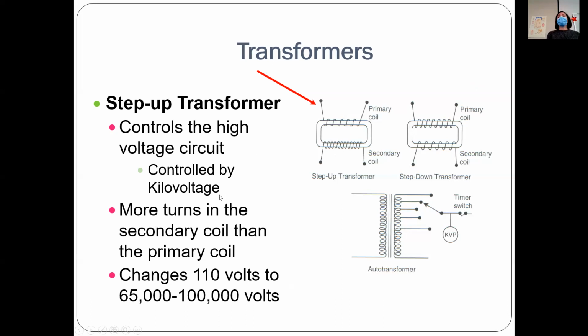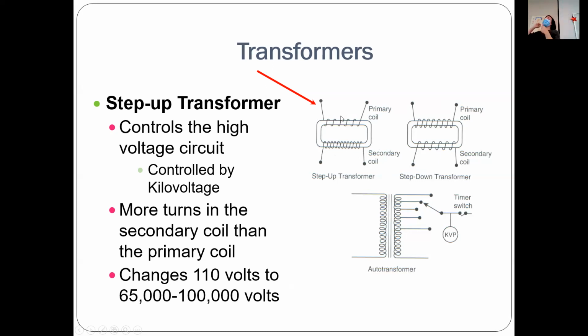There are more turns in the secondary coil than the primary. You can see that as depicted here. And it changes the 110 volts to 65 to 100,000 volts, or 65 to 100 kilovolts. So it increases it hugely. That's a huge step up. And so that's depicted here in this one. This is just to compare the step down, but this is specifically showing you the step up, because there are more turns in the secondary coil than the first.